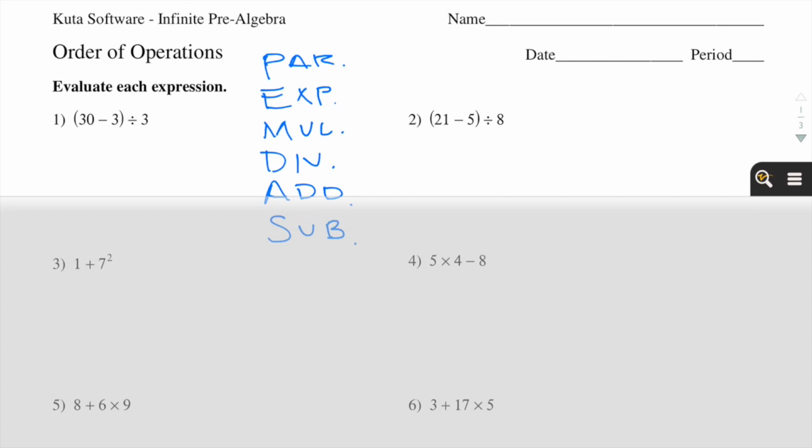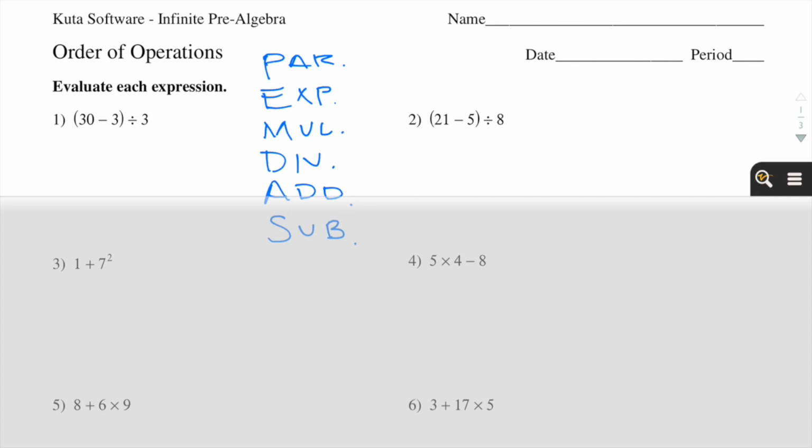So starting with number one, we go through the list. The expression says in parentheses 30 minus 3 and then divide by 3. So we have to go through the order of operations. The first one is parentheses. Do we have parentheses? Yes. So we start with that.